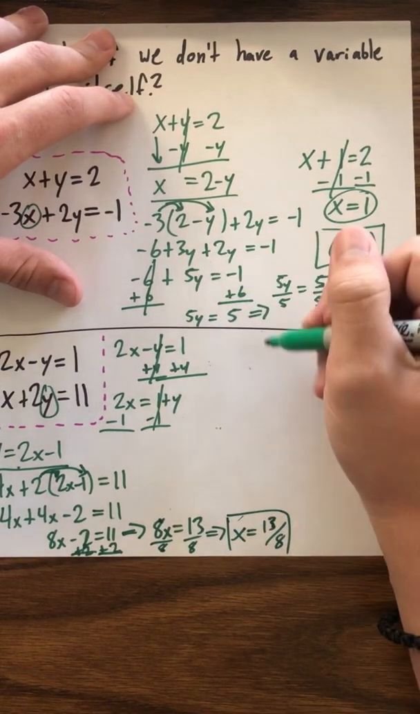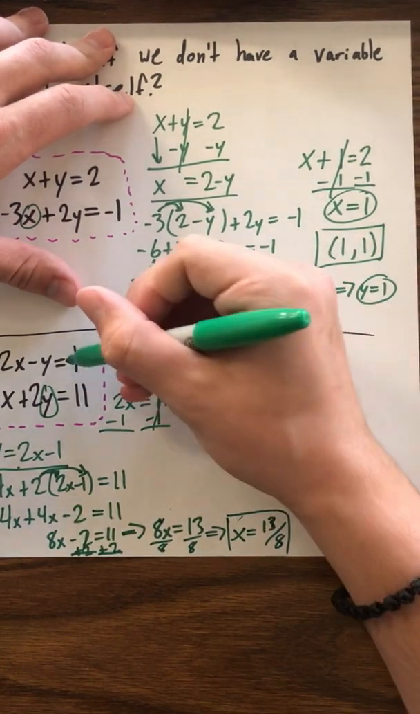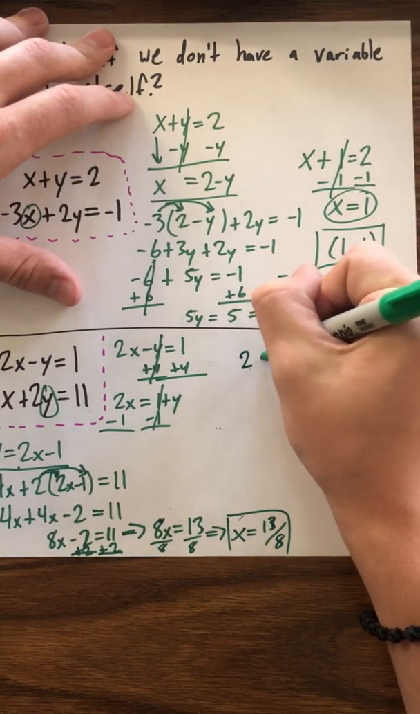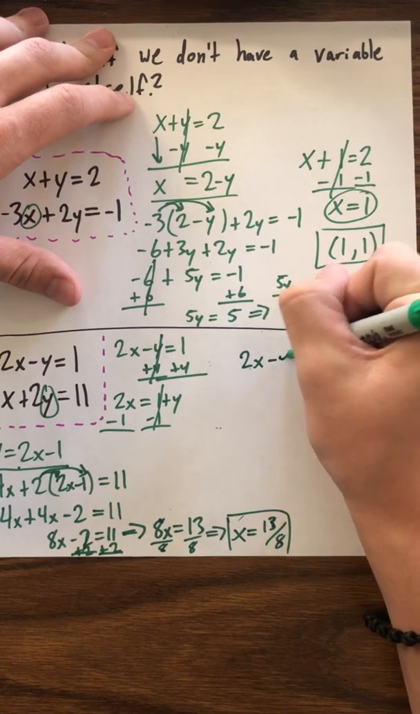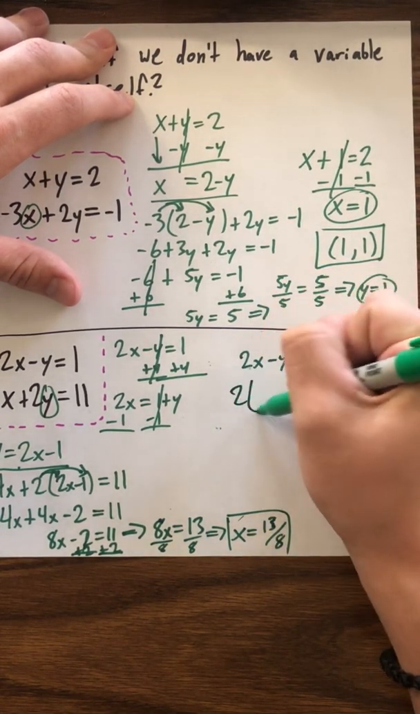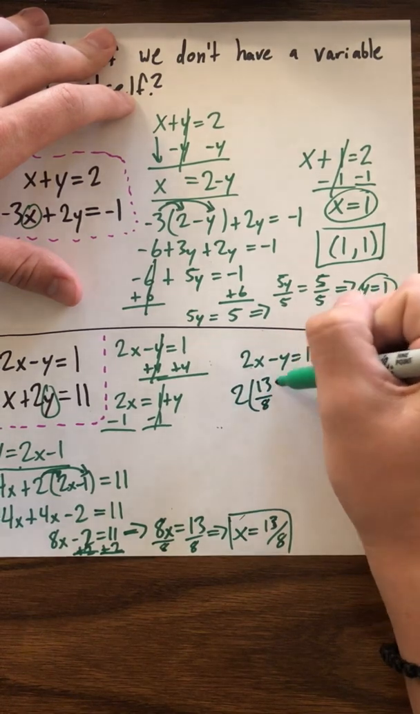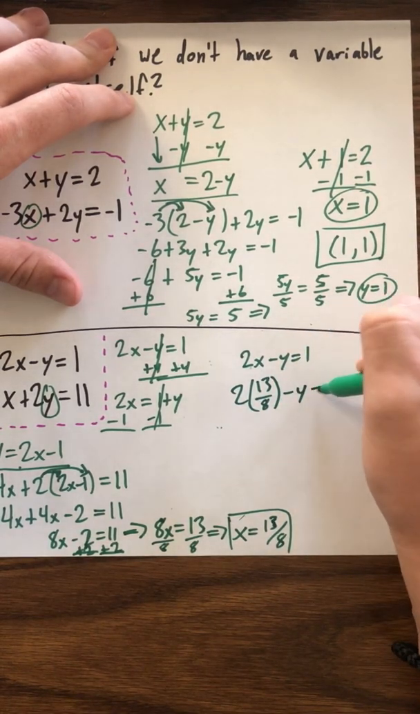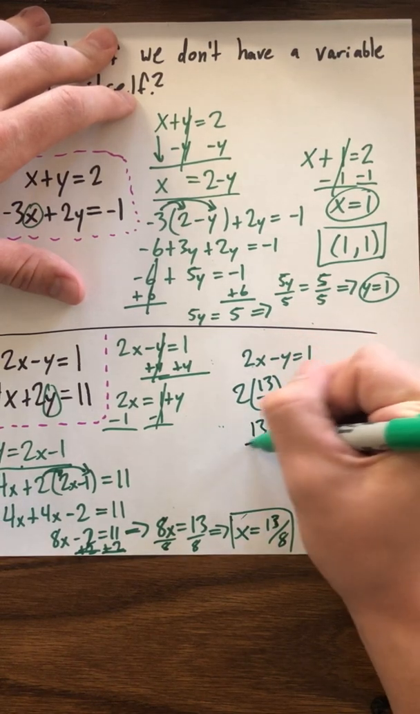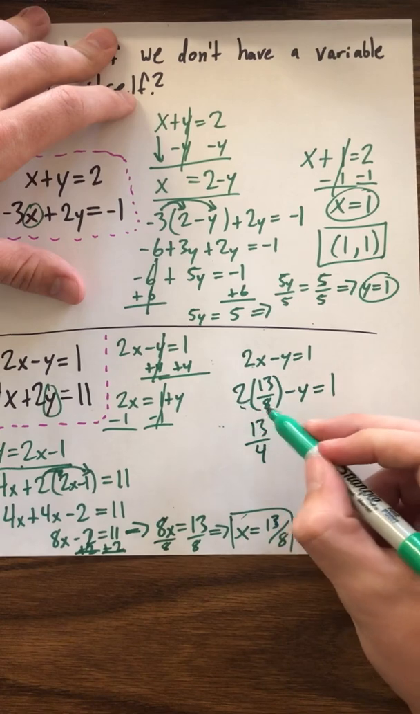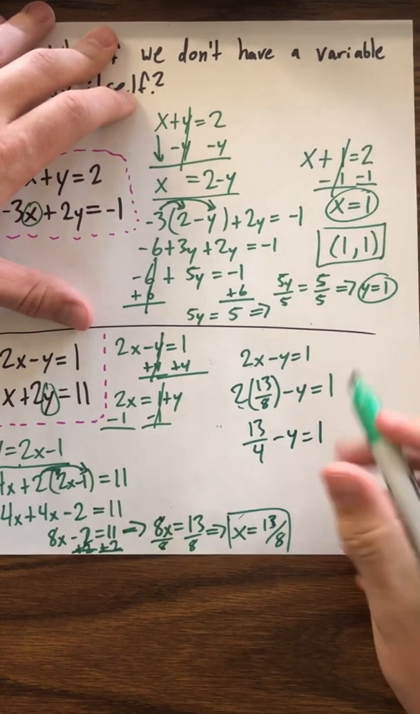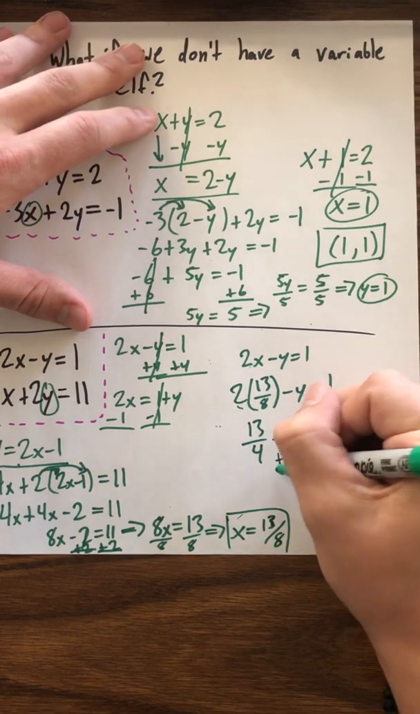So then, just like the other ones, we need to plug x back into one of these equations to find y. So we're going to do 2x minus y equals 1, and we know that x is 13 over 8, so we're going to do 2 times 13 over 8 minus y equals 1. So this is going to simplify to 13 over 4, because 2 over 8 is 1/4, and then minus y equals 1. So then we can go ahead and add y to both sides.